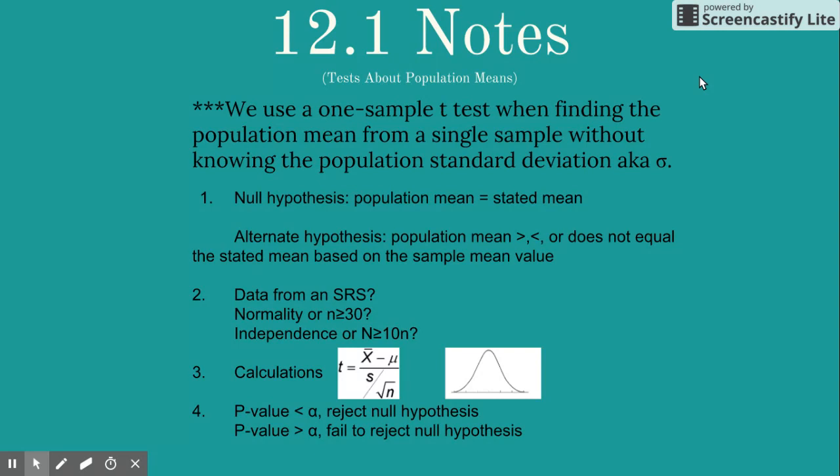Step number 4, you do the write-up about the p-value. If it's less than alpha, you reject the null hypothesis. If the p-value is greater than alpha, you fail to reject the null hypothesis.